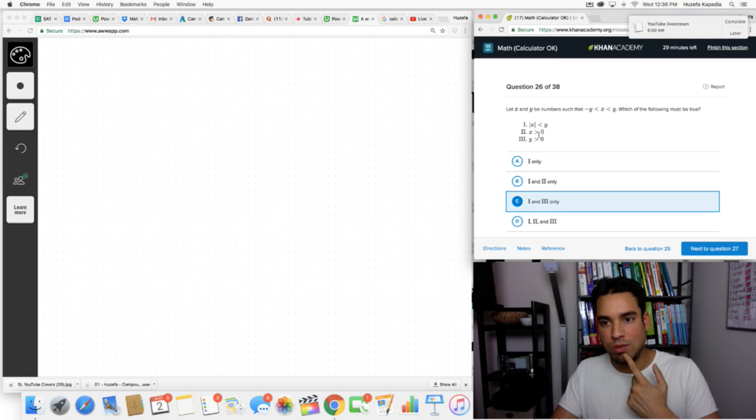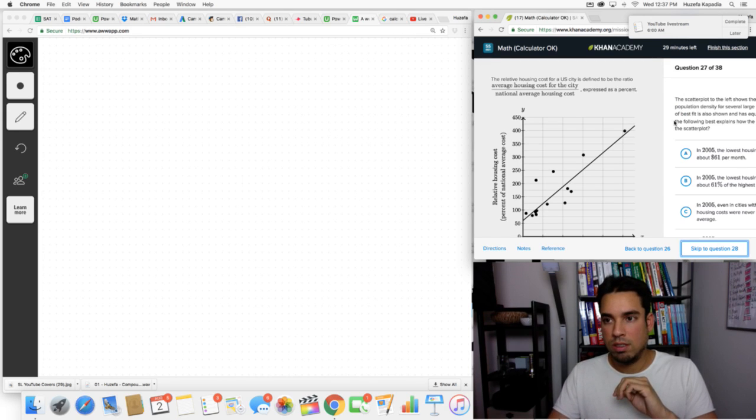Why? Do we know that the absolute value of X is less than y? So we're assuming y is positive, and we're assuming x, so x could be negative 2, negative 3. Yeah, I think that's right, because if the absolute value of x wasn't less than y, then this negative would be less than that negative. So I'm going to go with 1 and 3.